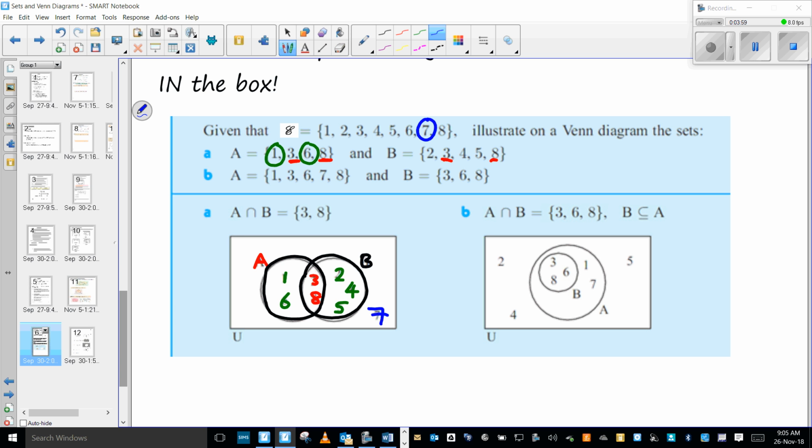Now, this U, sorry, I didn't spot that one. This U shouldn't really be there. You'll see this curly E. They normally just label the box somewhere with the universal set symbol.